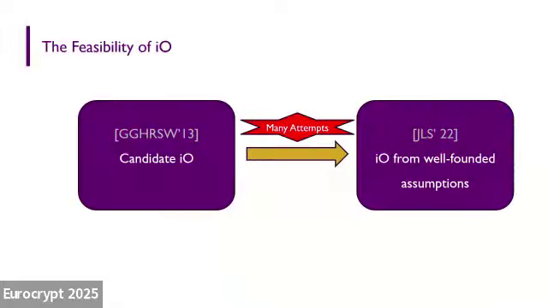Clearly, the most foundational problem related to iO is the feasibility. In 2013, GGH+ gave the first candidate construction from some multilinear problem. Since then, the community has made many attempts to improve their construction, culminating in the recent breakthrough JLS 2022, which constructs iO from four well-founded assumptions.